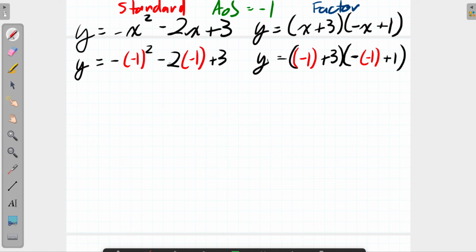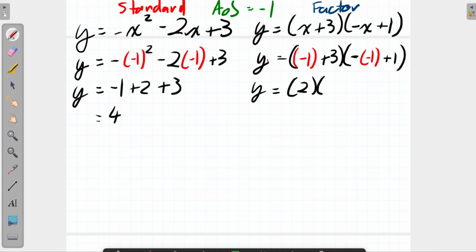Okay, so let's focus on the standard form. Y is equal to -1 squared is 1. And think of it again times -1. So it gives us -1 again. -1 times 2 is +2 plus 3. We'll just keep going here. This is going to be 4. Here we get y is equal to 2 times -1 times 1 is 1, so 2 again, and y is equal to 4 again. So in both scenarios we got 4, which means for our vertex we have -1 and 4.